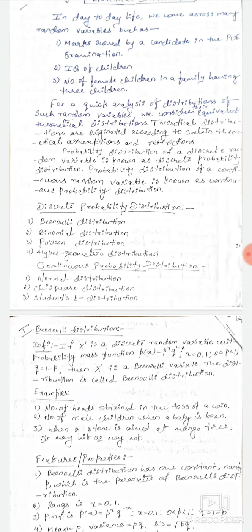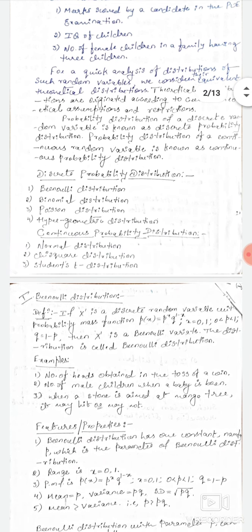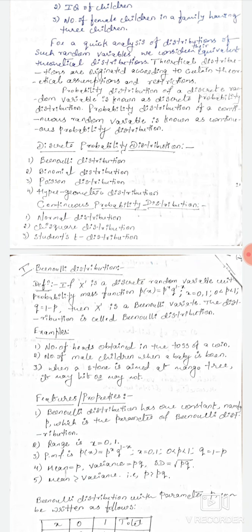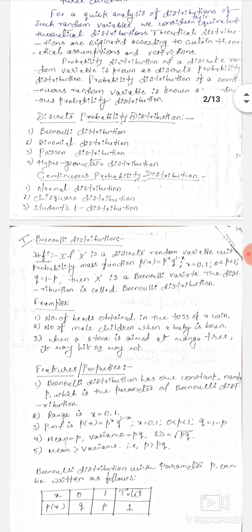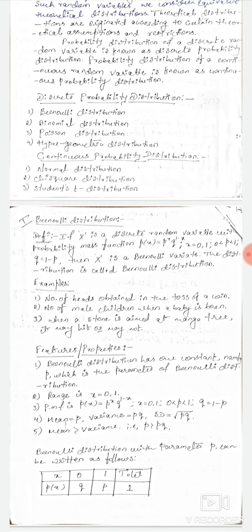Probability distribution of a discrete random variable is known as discrete probability distribution, and probability distribution of a continuous random variable is known as continuous probability distribution. As I have already told you, there are two types of probability distributions, discrete and continuous. If the distribution is based on a discrete random variable, then it is known as a discrete probability distribution, and if it is based on a continuous random variable, it is known as a continuous probability distribution.